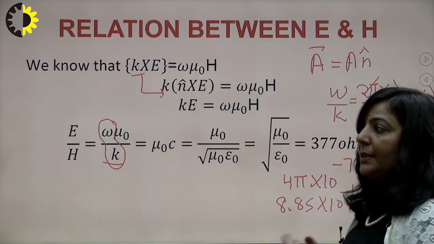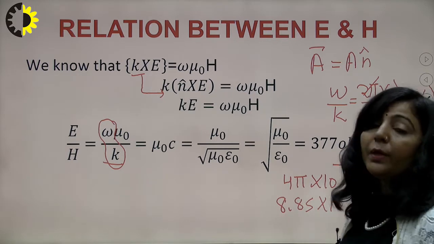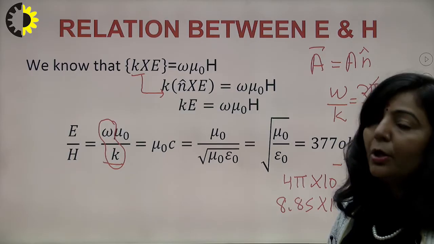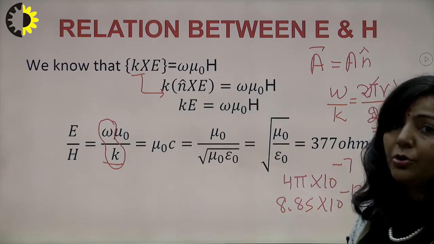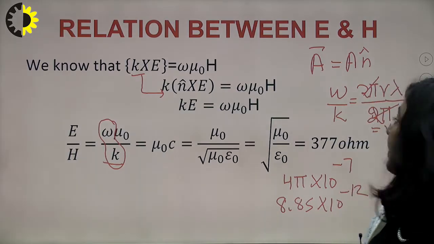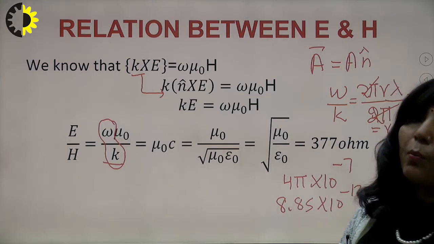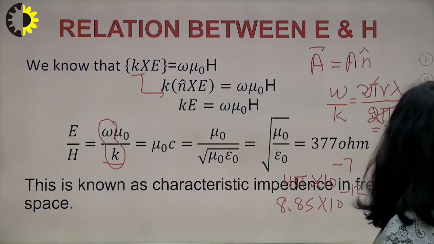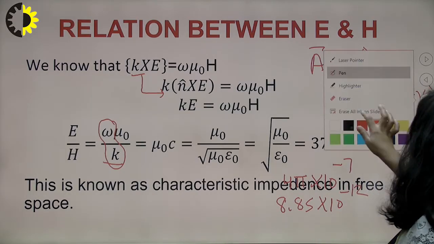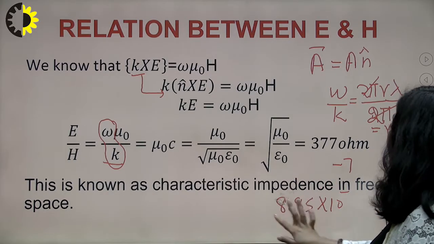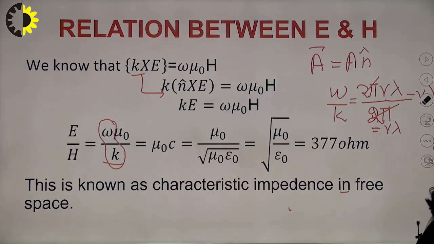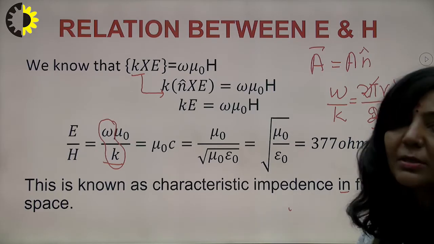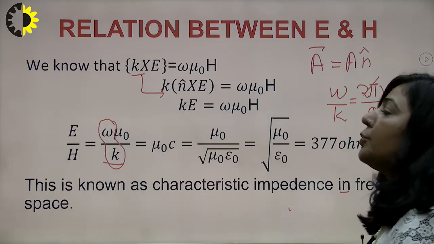And if you see the dimensions of this ratio E and H, they are the dimensions of resistance. So this ratio of E and H in free space is basically 377 ohm, and this particular ratio is termed the characteristic impedance. This is known as the characteristic impedance of free space, right? So this E by H is root mu naught upon epsilon naught, approximately 377 ohm. You have to remember this.